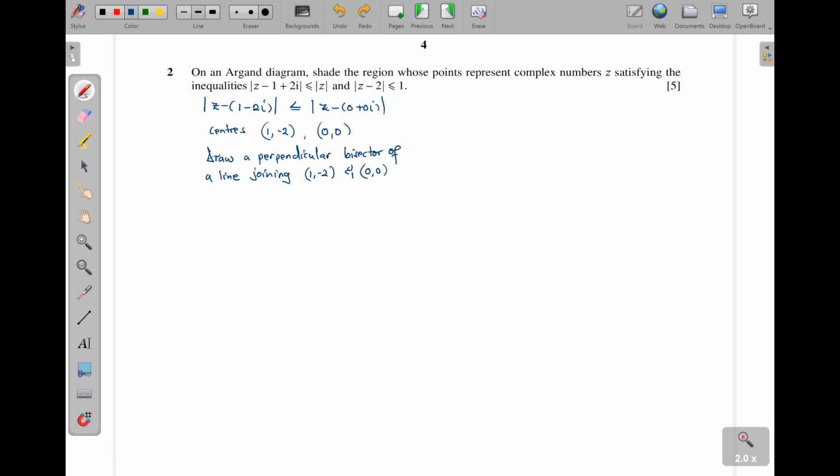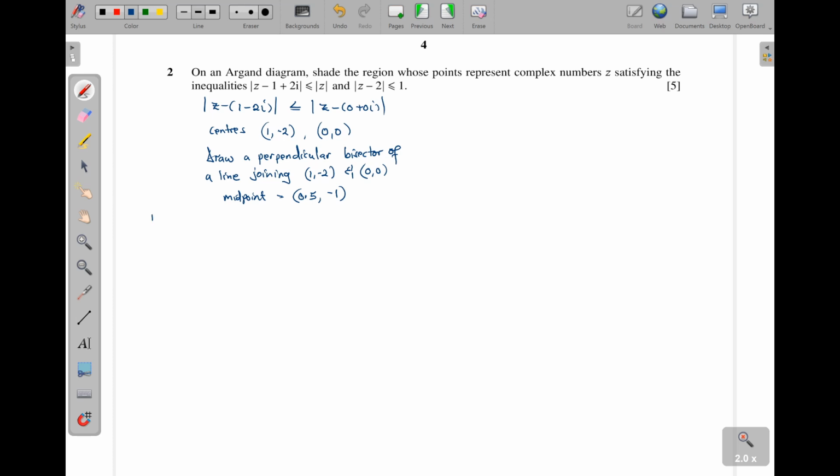And also we know that for a perpendicular bisector, it has to pass through the midpoint of any line segment, okay. So what is the midpoint? Midpoint is going to be 1 plus 0 divided by 2, that will be 0.5. And then negative 2 plus 0, that is negative 2 divided by 2, then you get negative 1. So it must pass through that point there, okay.